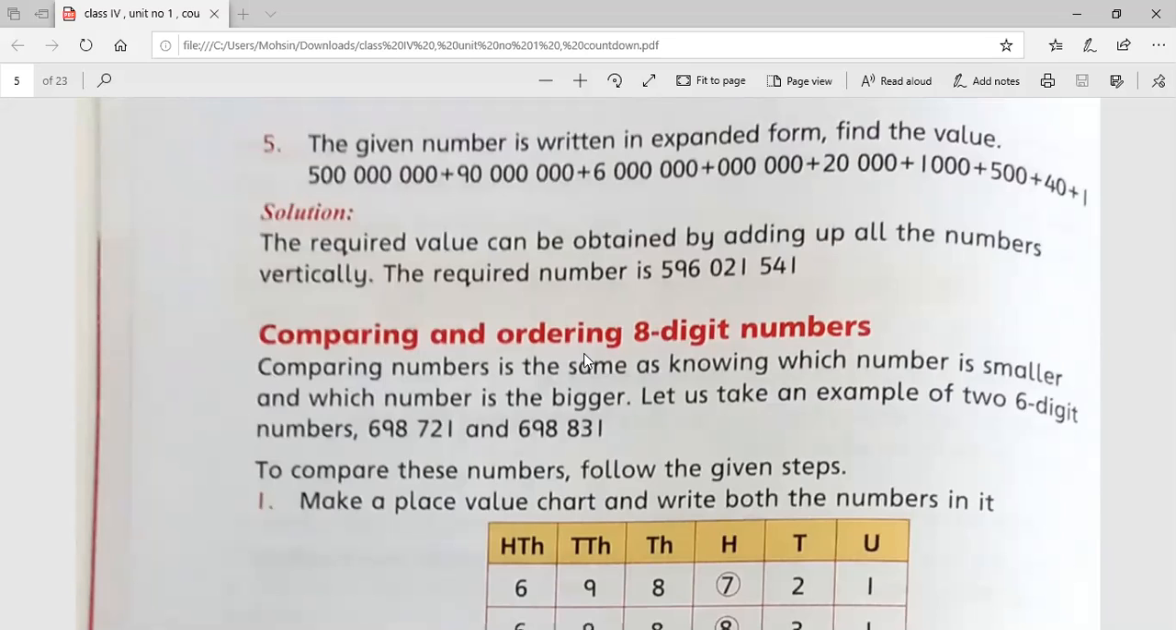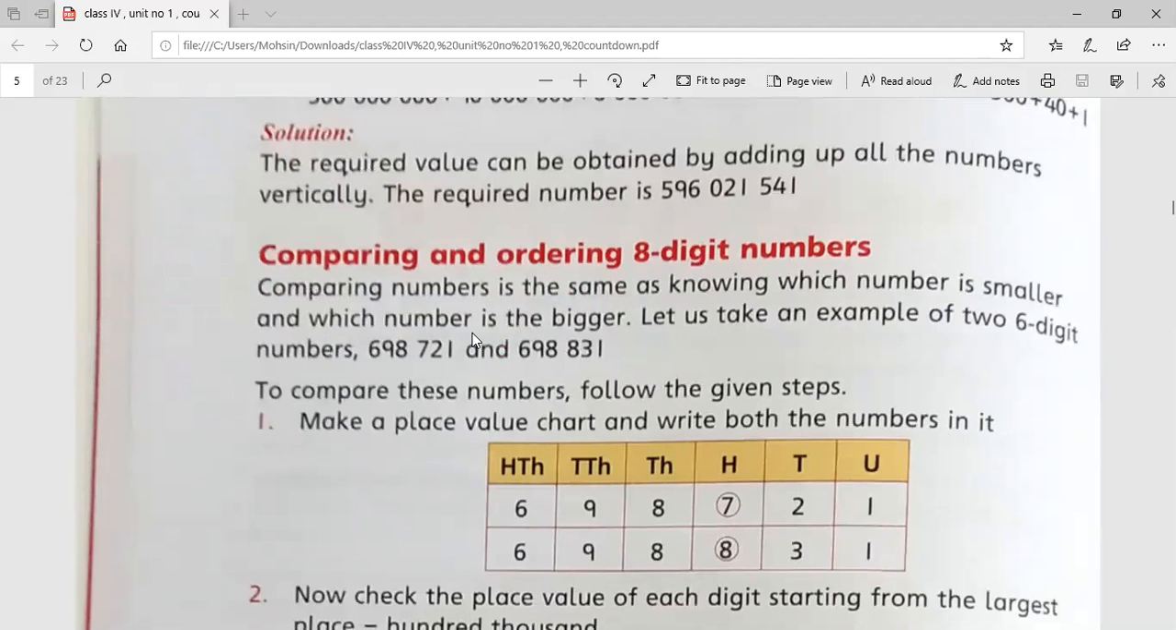So for ordering, we can also use these 2 words that are ascending and descending. Ascending means that we have to start from the smallest and end up at the largest, and descending means that we have to start from the largest one and end at the smallest one.